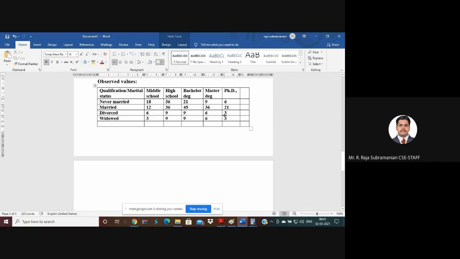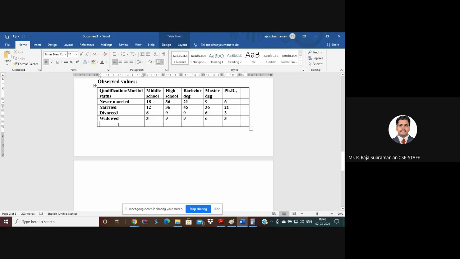Now, our role is we need to set two hypotheses. Hypothesis number one is marital status has no effect on this particular type of degrees. Right? Studies and marital status are not related. There is no relation between them. The alternate hypothesis will be there is a relation between marital status and these particular studies. So that is the two things we are going to say.